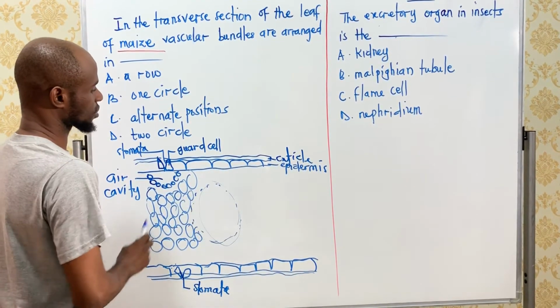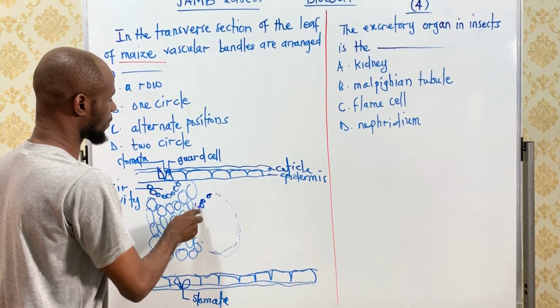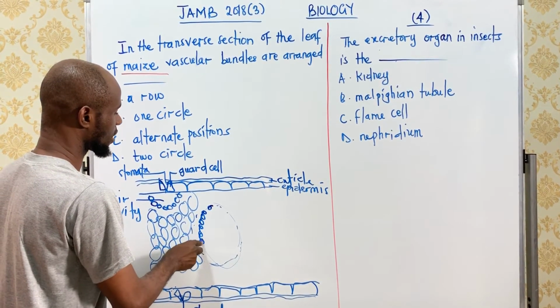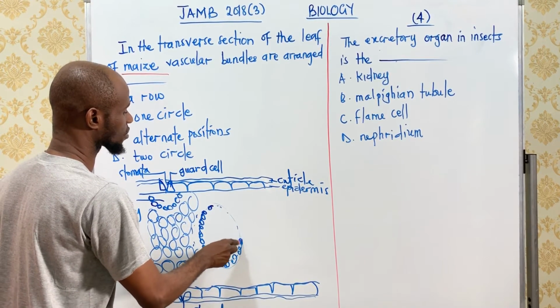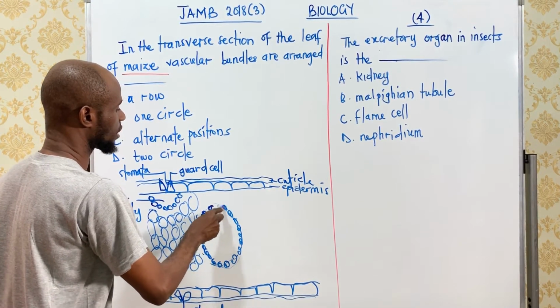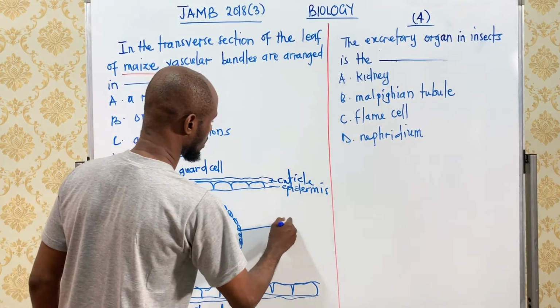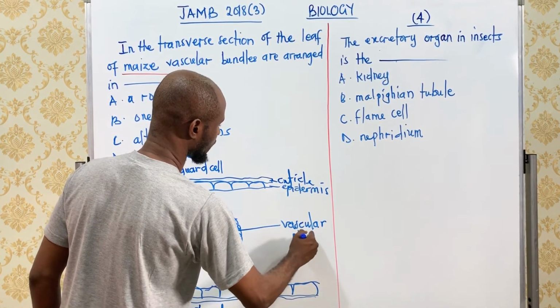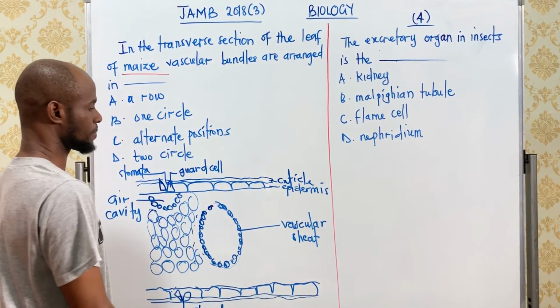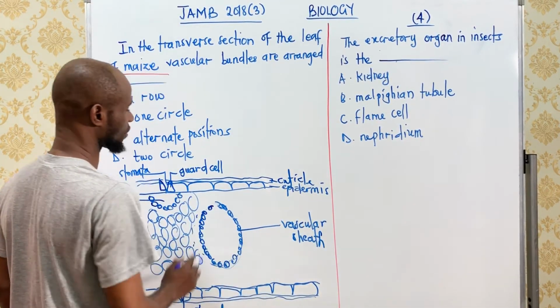So the next thing is for us to draw the vascular bundles. Vascular bundles are surrounded by the vascular sheath. So this is the vascular sheath. And then the next thing is for us to draw the vascular bundles.